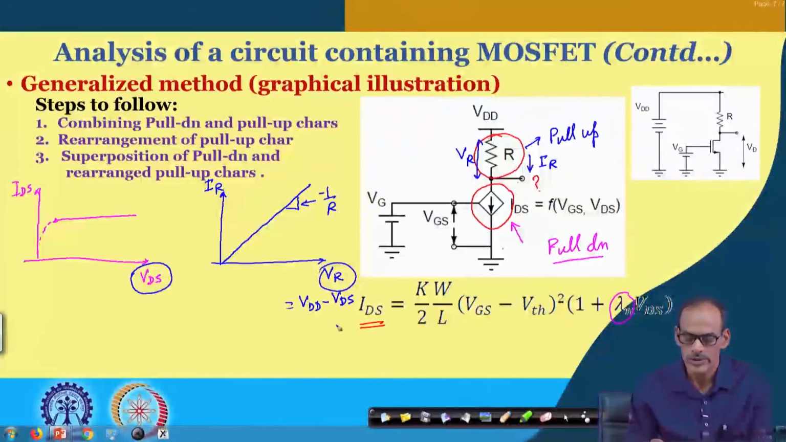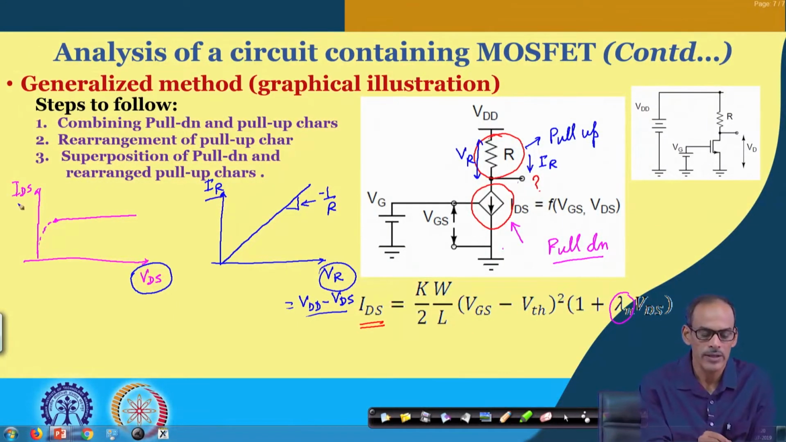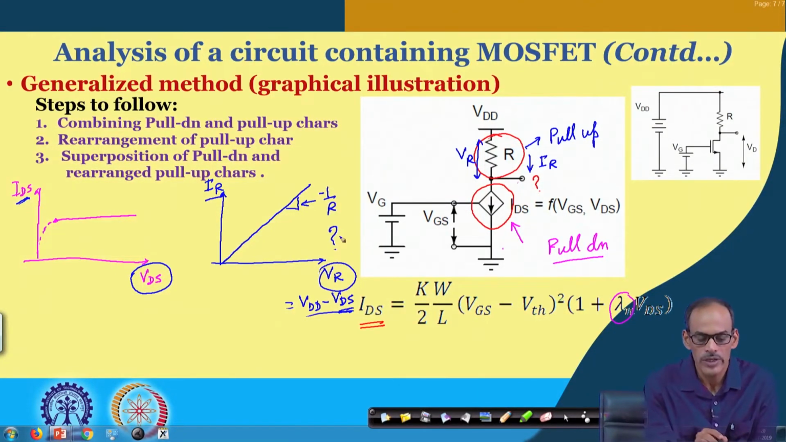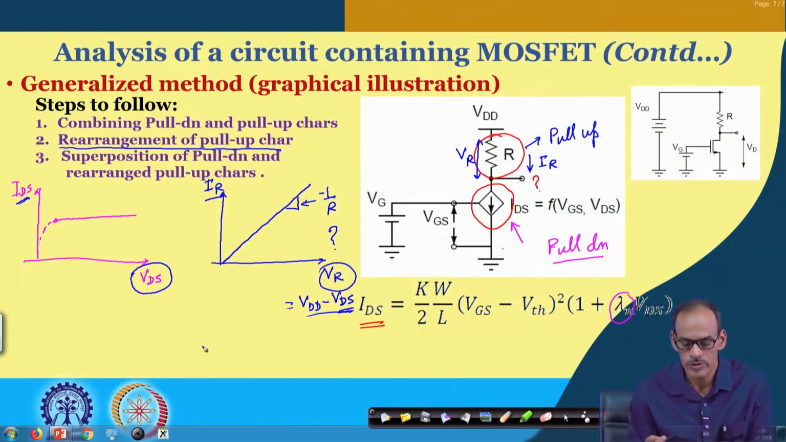So, since these two axes are not consistent, even though finally we want IR and IDS to be equal, these two we definitely do not want equal, because rather it will be VR should be VDS. Since we cannot directly combine these two characteristics, we need to change this characteristic. What we do is rearrange this pull up characteristic and then do the superposition.